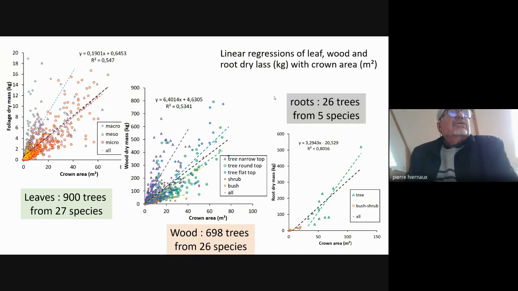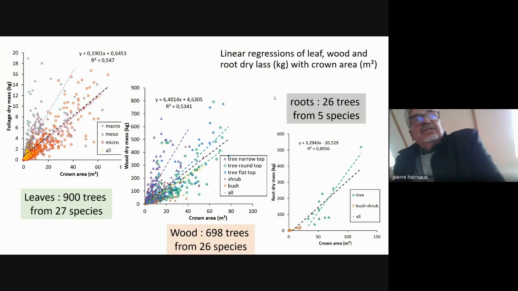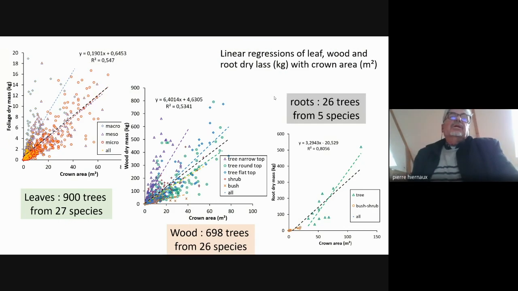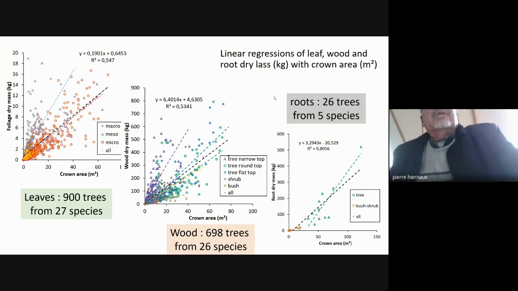Okay, you can see on this linear regression that the values are quite spread out, and it's expected given the different species. For example, in leaves, you can see differences in relation with the size of the leaves: micro leaves, meso leaves, and macro leaves. In the case of wood, you have a difference between the bushes, the shrubs, and the trees, depending on whether their tops are flat, round, or narrow. And for roots, it's very different between bushes and shrubs on one side and trees on the other.